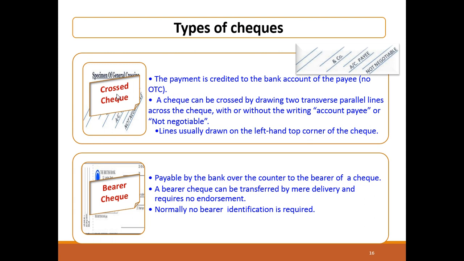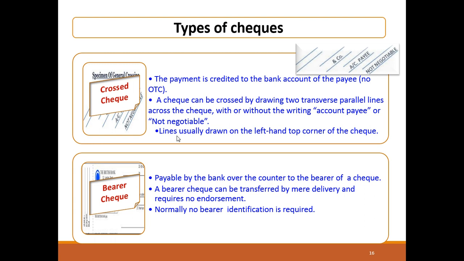So sebab tu dia kata kalau cross check, payment is credited to the bank account of payee. Payee siapa? Adalah penerima cek kan? Dia kata a check can be crossed with a drawing through two transverse parallel lines across the check with or without the writing, account payee or not negotiable. So this is two transverse parallel lines yang akan ada dekat cross check. Maknanya bila ada je these two line, kita panggil sebagai cross check, sama ada with the writing ataupun without the writing.